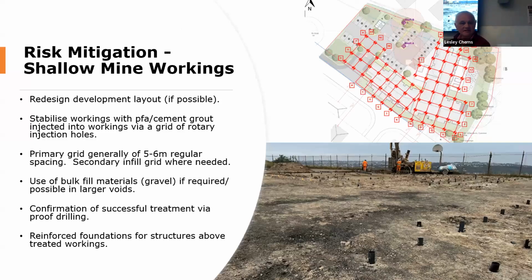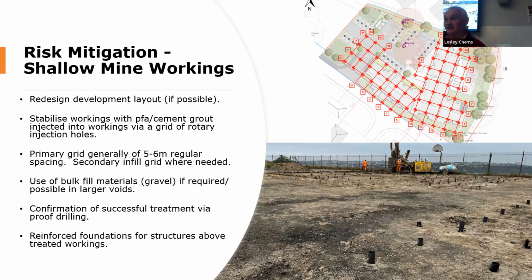So how do we mitigate the risk? Well, where you've got shallow mine workings, the easiest way of doing it is actually to move your building if you can. If you've got an area that's high risk and an area that's low risk, move your building to the low risk area. This is the site in Cross Hands where the sewer was put in earlier.